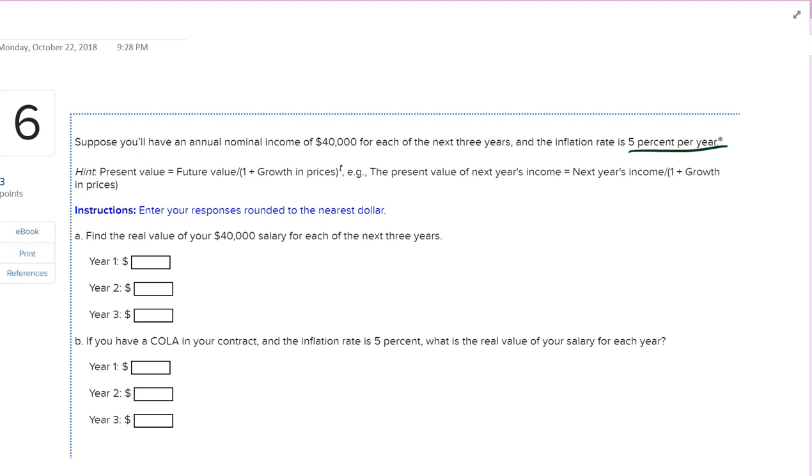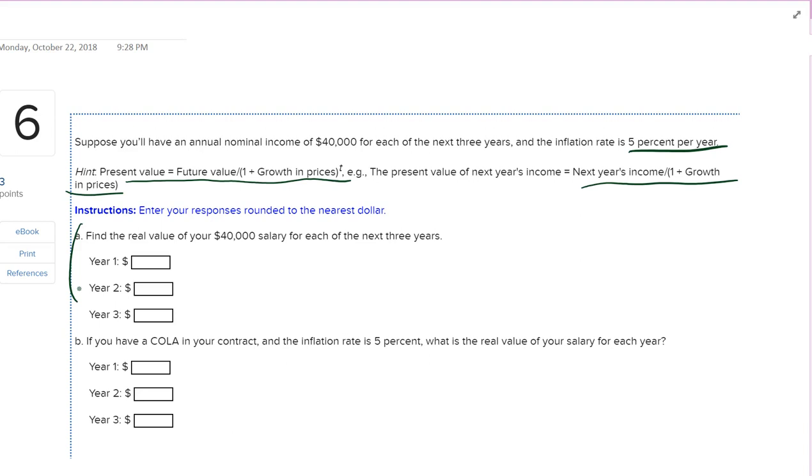And so present value is equal to future value divided by 1 plus growth in prices to the power of the time period involved. And the present value of next year's income is next year's income. See, we're just reversing that same formula. If we want to know present value, we take future value divided by 1 plus growth in prices. So let's start with A and find the real value of your $40,000 salary for each of the next 3 years.